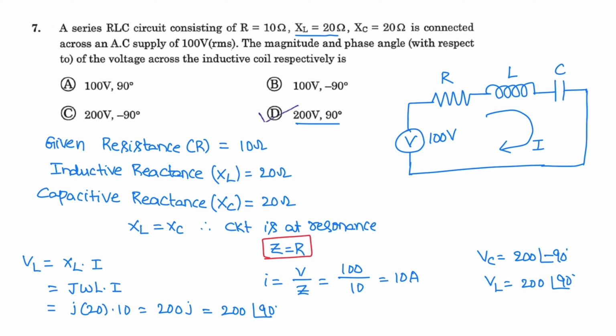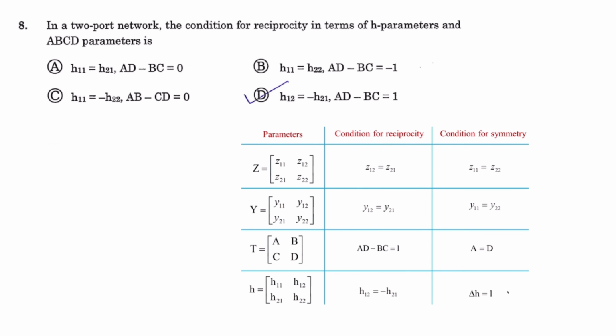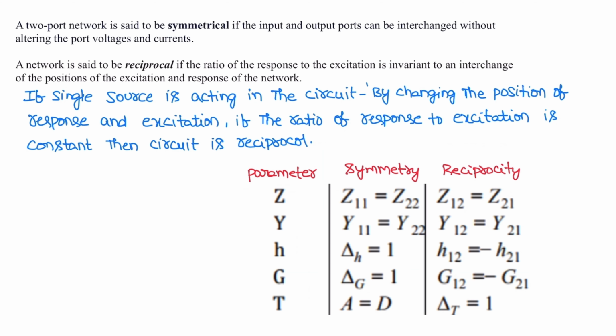In a two-port network, the condition for reciprocity in terms of H parameters and ABCD parameters. So let us see the definition of the condition for symmetry and condition for reciprocity. Reciprocity states that a network is said to be reciprocal if the ratio of response to excitation is invariant, so it doesn't change, to an interchange of the positions of excitation and response in the network.